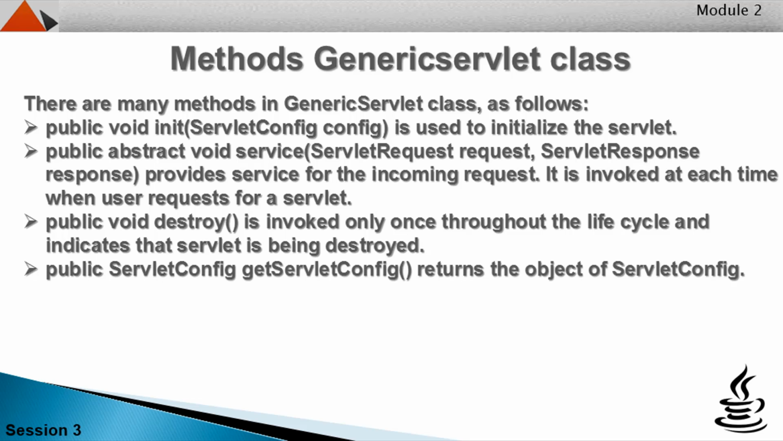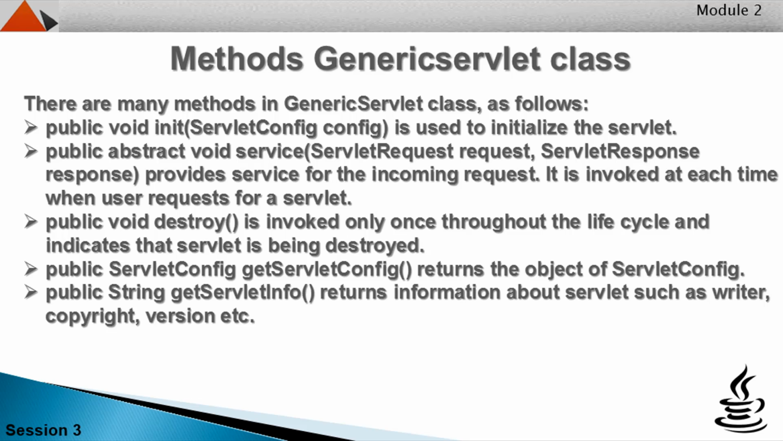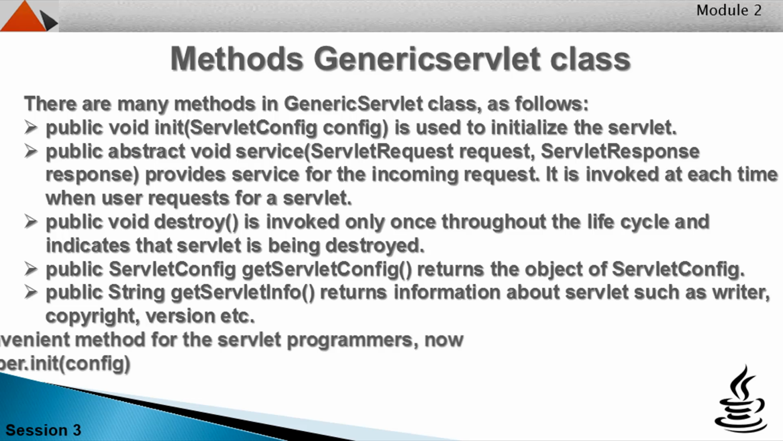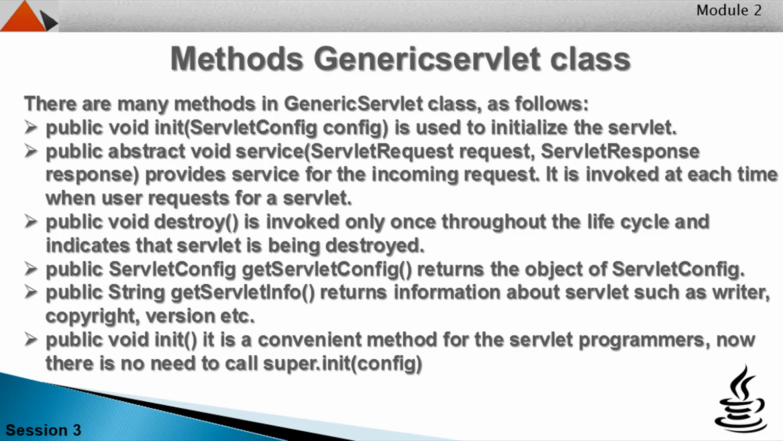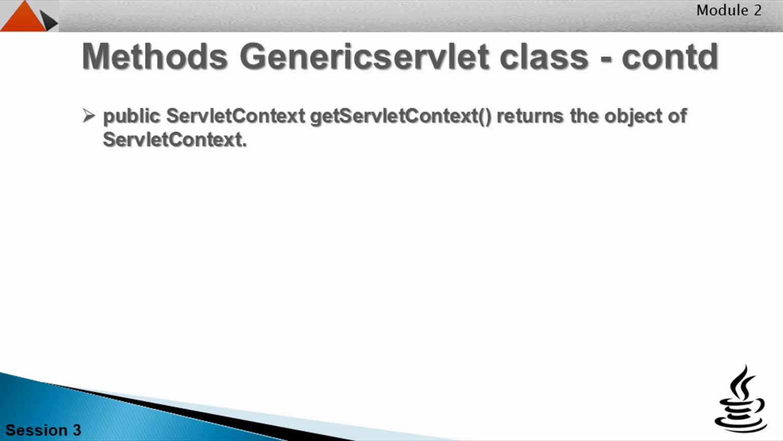public ServletConfig getServletConfig() method returns the object of ServletConfig. public String getServletInfo() method returns information about the servlet such as writer, copyright, version, etc. public void init() method is a convenient method for servlet programmers. Now there is no need to call super.init(config). public ServletContext getServletContext() method returns the object of ServletContext.